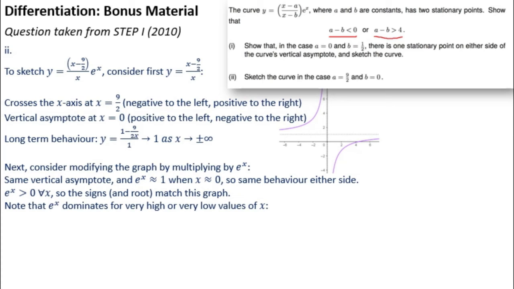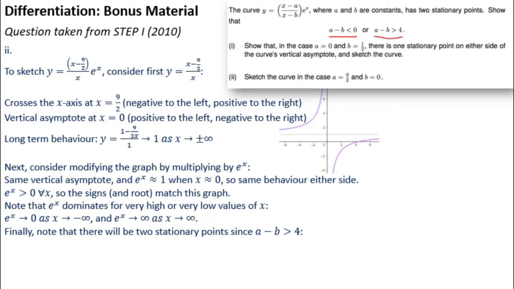And similarly at the other side, instead of tending towards y equals 1, we tend towards y equals 1 times e to the power of an increasingly large number. In other words, we don't tend towards a fixed limit at all, we approach infinity. So our curve is going to tend towards 0 as we go to the left, and it's going to increase without limit as we go to the right.